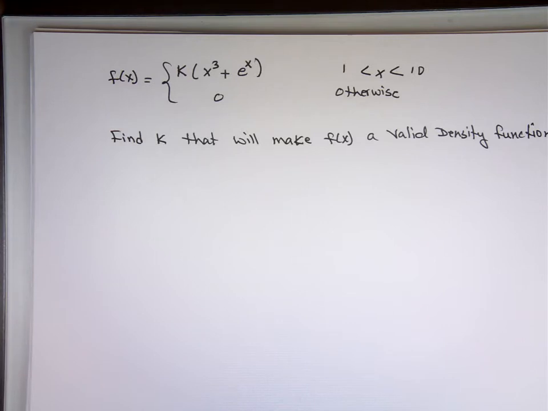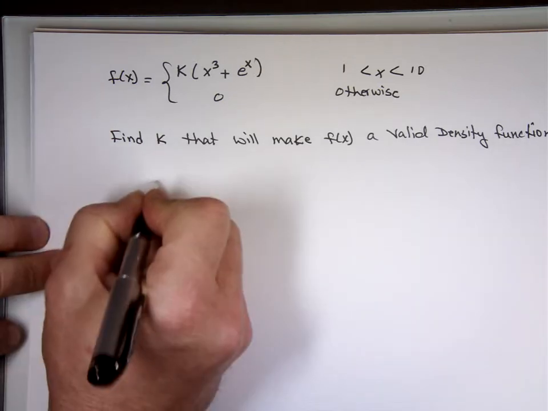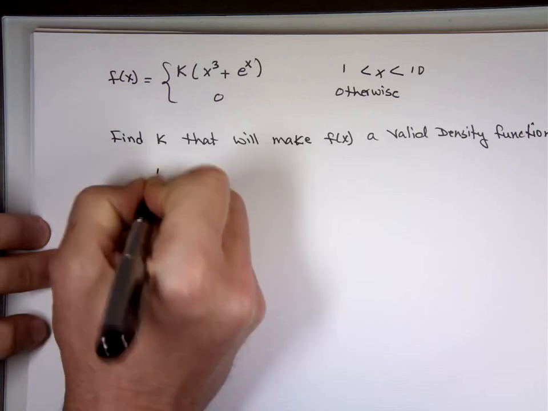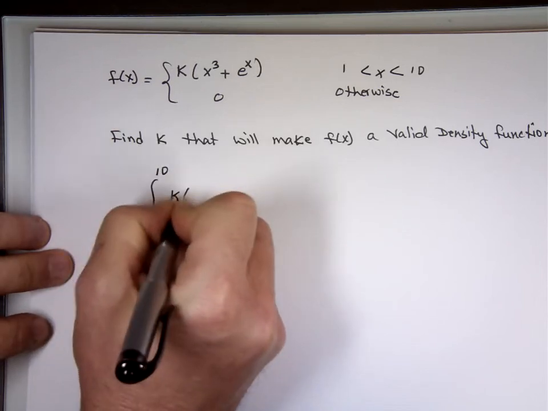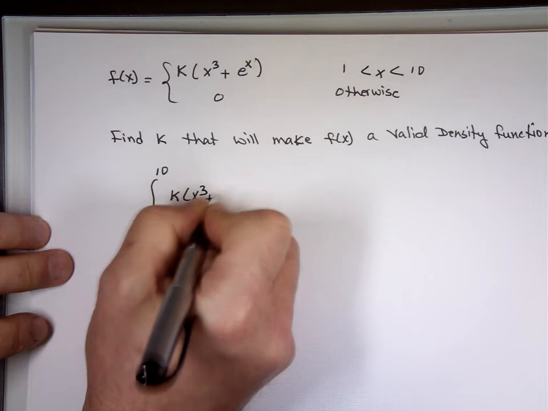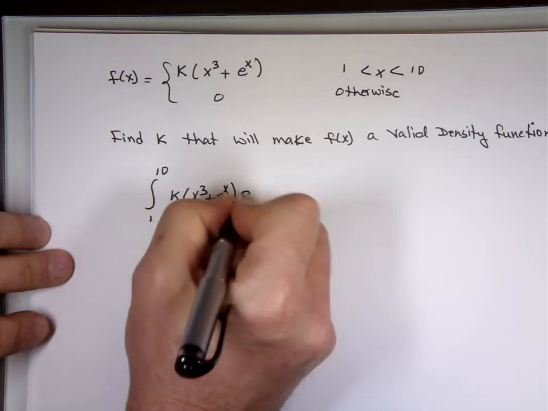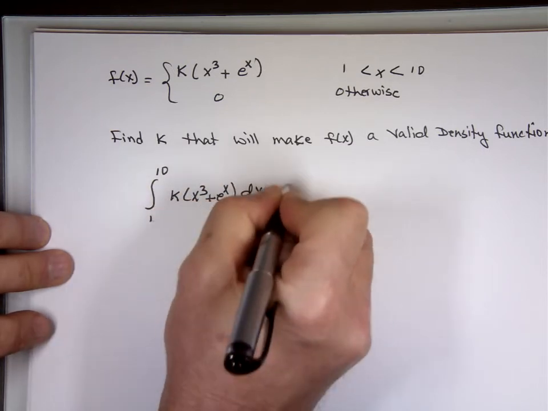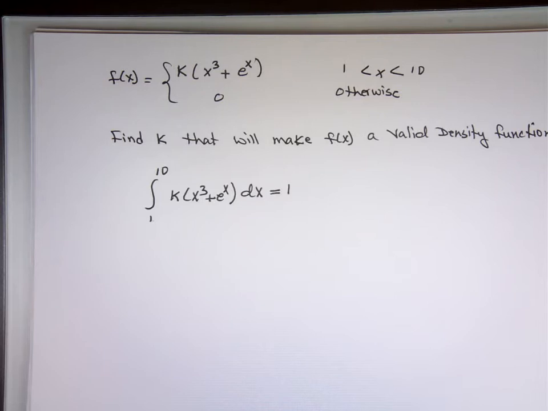He says, how did you come up with 1.25 on the previous one? So it doesn't really matter what function we use. To be a valid density function, if I integrate this from 1 to 10 of k times x cubed plus e to the x, that should equal to 1. And you can work the problem backward to get the value for k.